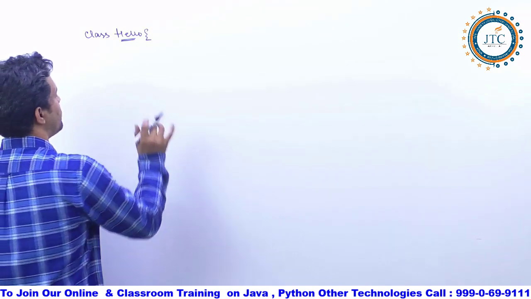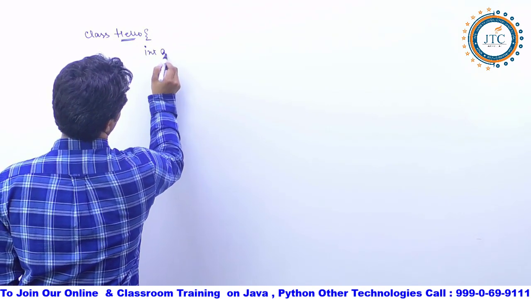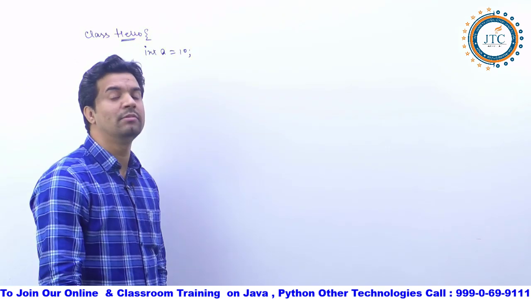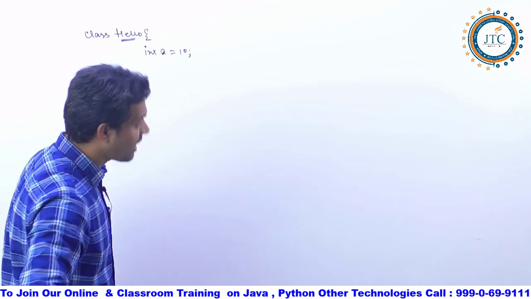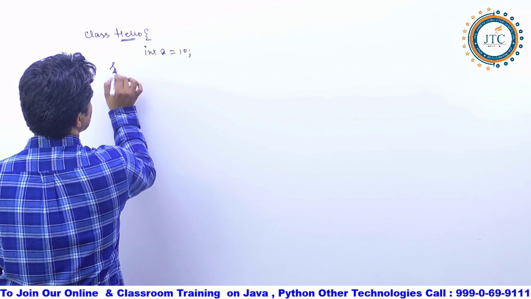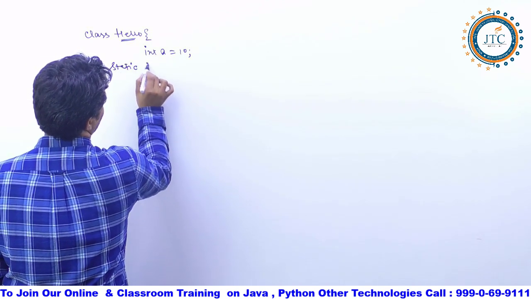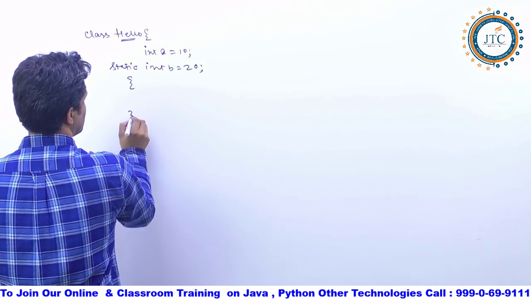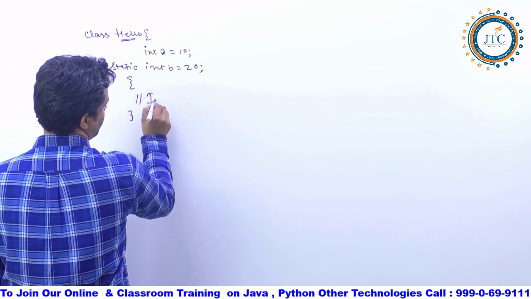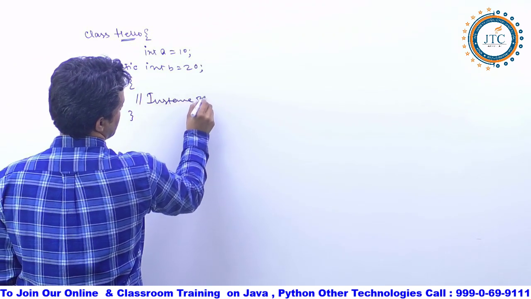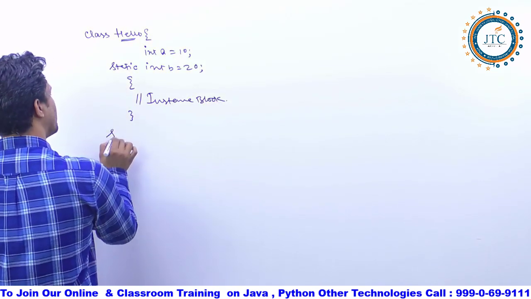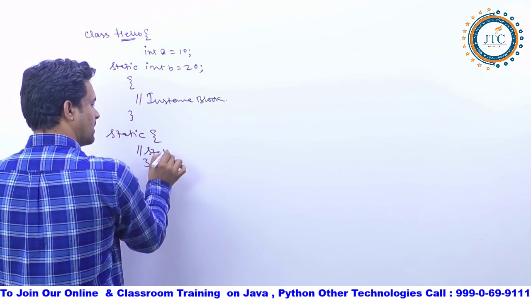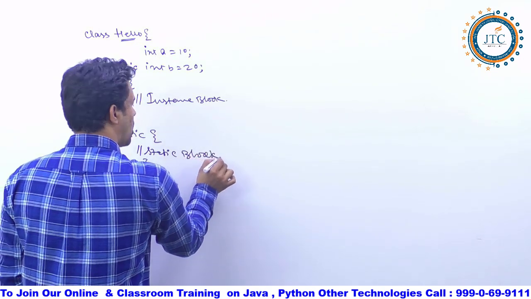Okay, so here you see, first I'll write int a = 10. I'm just declaring different members of a class. So here one, a = 10 I have declared. Second one, static int b = 20 I have declared. One more, an instance block I have declared. And here one more, a static block I have declared.